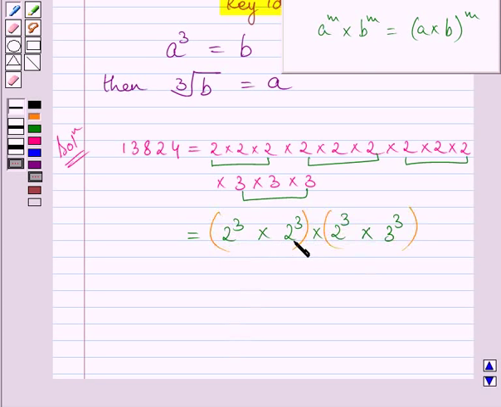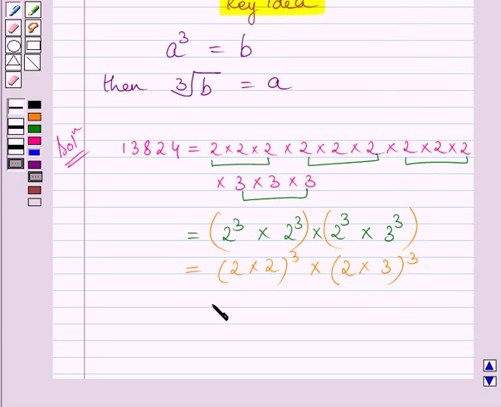Now consider first two terms. Note that value of a is 2 and value of b is again 2 and value of m is 3. So you can write these two terms as 2 multiplied by 2 whole raised to the power 3. Now write this multiplication sign as it is. Again, we will apply this law in these two terms. What do you see? Value of a is 2 here, value of b is 3 and value of m is 3. So, you will write it as 2 multiplied by 3 whole raised to the power 3.